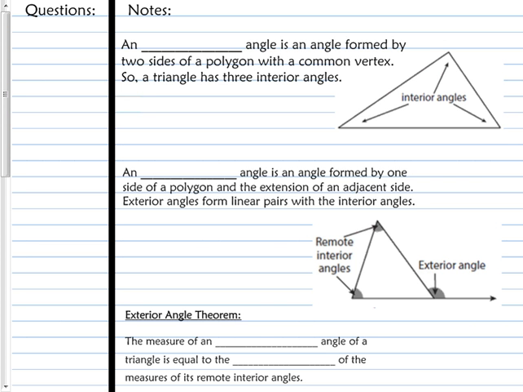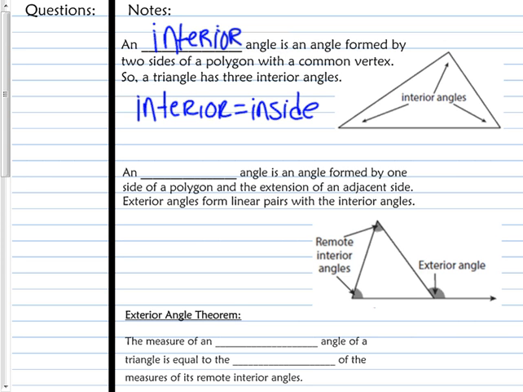First up, a blank angle is an angle formed by two sides of a polygon with a common vertex, and that would be an interior angle. And what does the word interior mean? Well, interior means inside. So think about interior being inside the triangle. So a triangle has three interior angles. Here's one of them, here's a second one, and here's a third one.